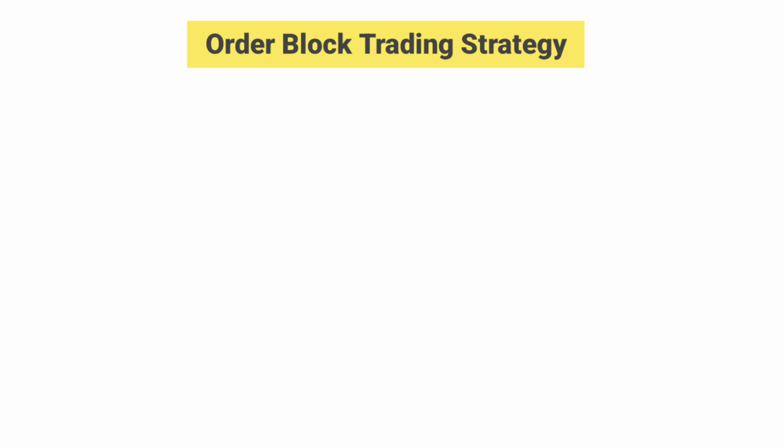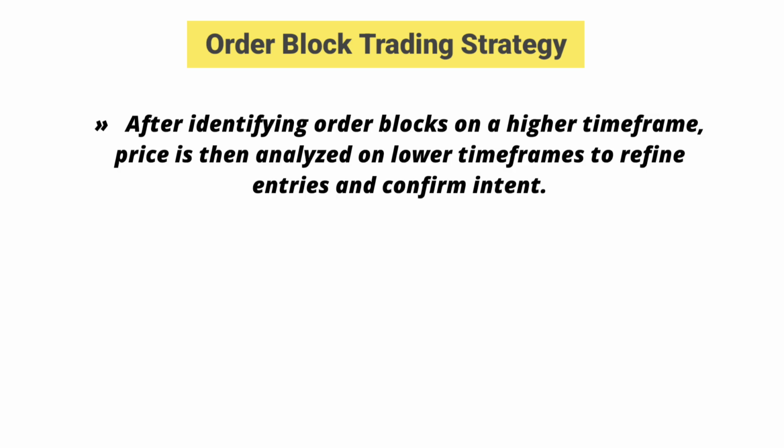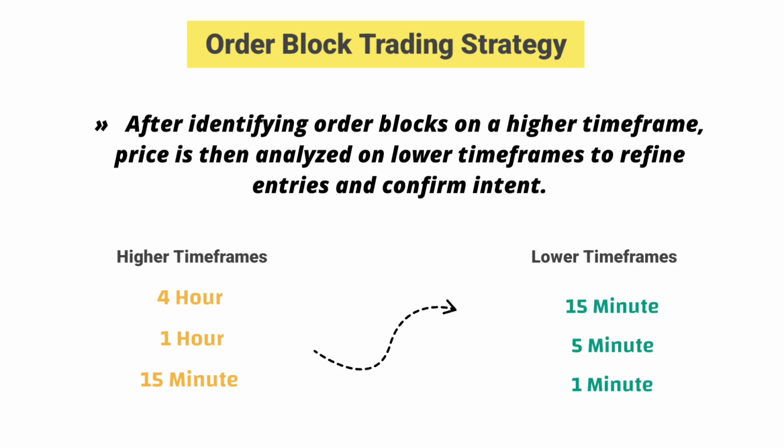The order block approach is not restricted to a specific time frame. After identifying order blocks on a higher time frame, price is then analyzed on lower time frames to refine entries and confirm intent. For example, when the higher time frame bias is taken from the 4-hour, 1-hour, or 15-minute charts, execution is refined on the 15-minute, 5-minute, and 1-minute charts respectively.